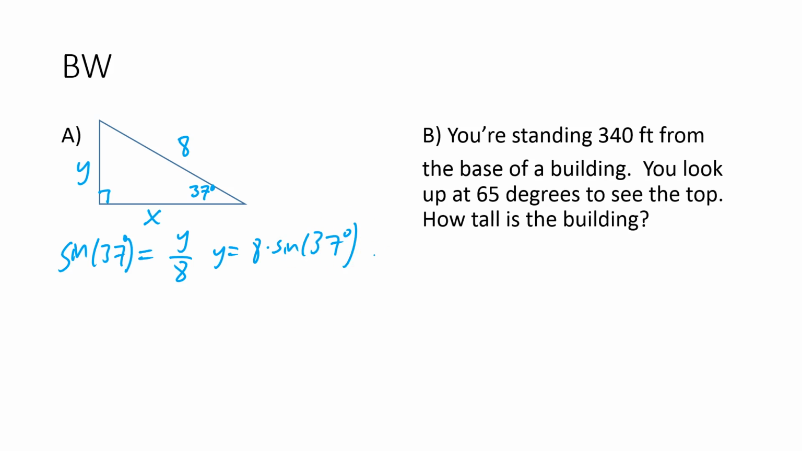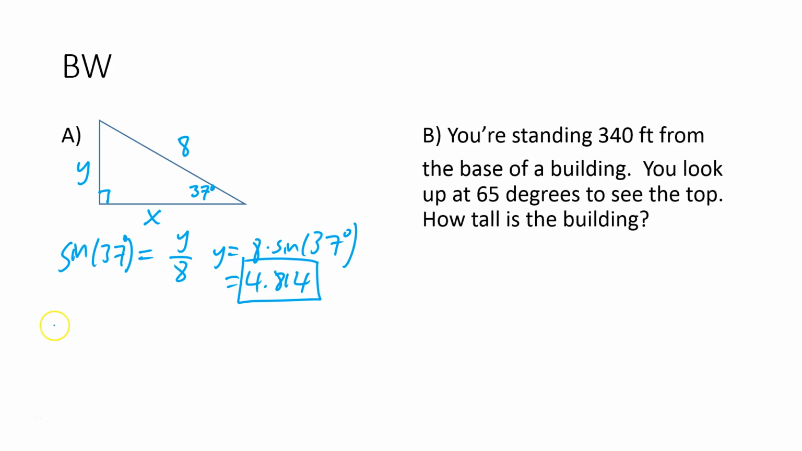Now on your calculators, you might have to make sure you're in degree mode. There's a button that'll switch you between degrees and radians. Ask a friend if you need help finding that, but it shouldn't be too tough. On the window, it should say DEG for degrees. When I type 8 sine of 37 into my calculator, I get 4.814. So that's my y value.